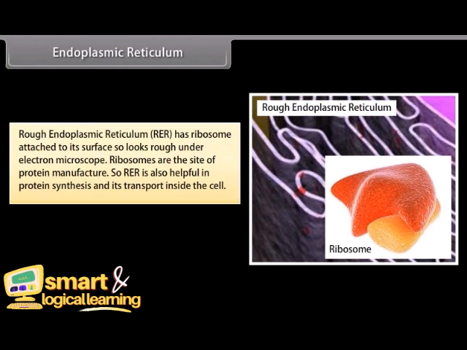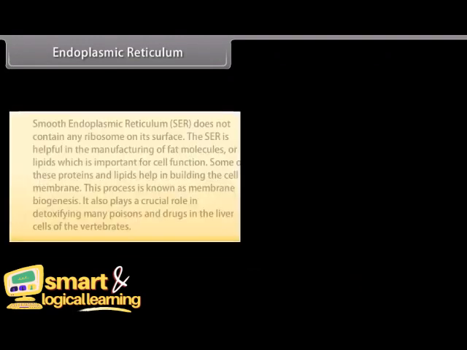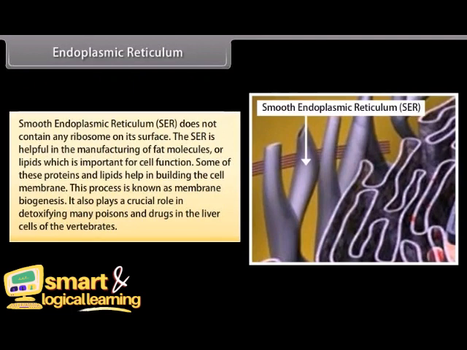Ribosomes are the site of protein manufacture, so RER is also helpful in protein synthesis and its transport inside the cell. Smooth endoplasmic reticulum, SER, does not contain any ribosome on its surface. The SER is helpful in the manufacturing of fat molecules or lipids, which is important for cell function. Some of these proteins and lipids help in building the cell membrane. This process is known as membrane biogenesis. It also plays a crucial role in detoxifying many poisons and drugs in the liver cells of the vertebrates.